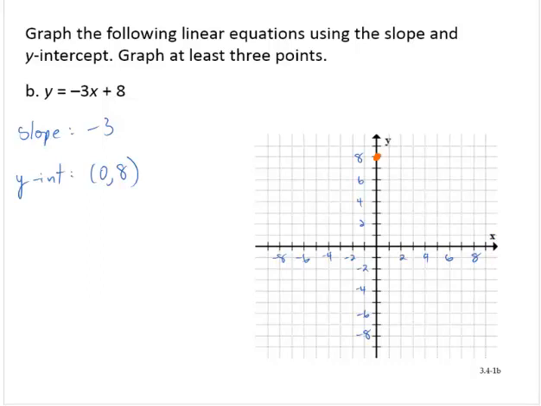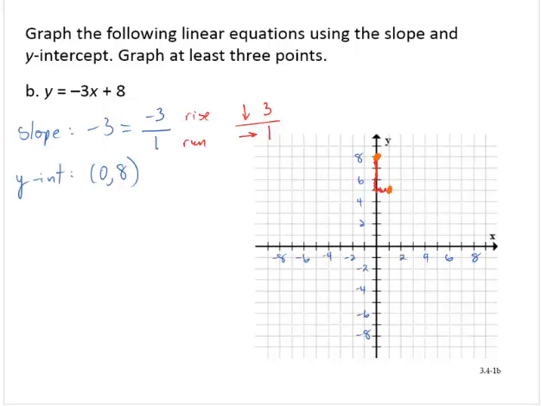Now the slope is -3. Well, I can think of that as a fraction, -3 over 1. And so then, thinking of that as my rise and run, and remember, when we're thinking rise, we think up is positive. So down is negative. So I will move down 3, right 1. So from that point that I plotted at (0, 8), move down 3, right 1. And that gets me to another point on the line.